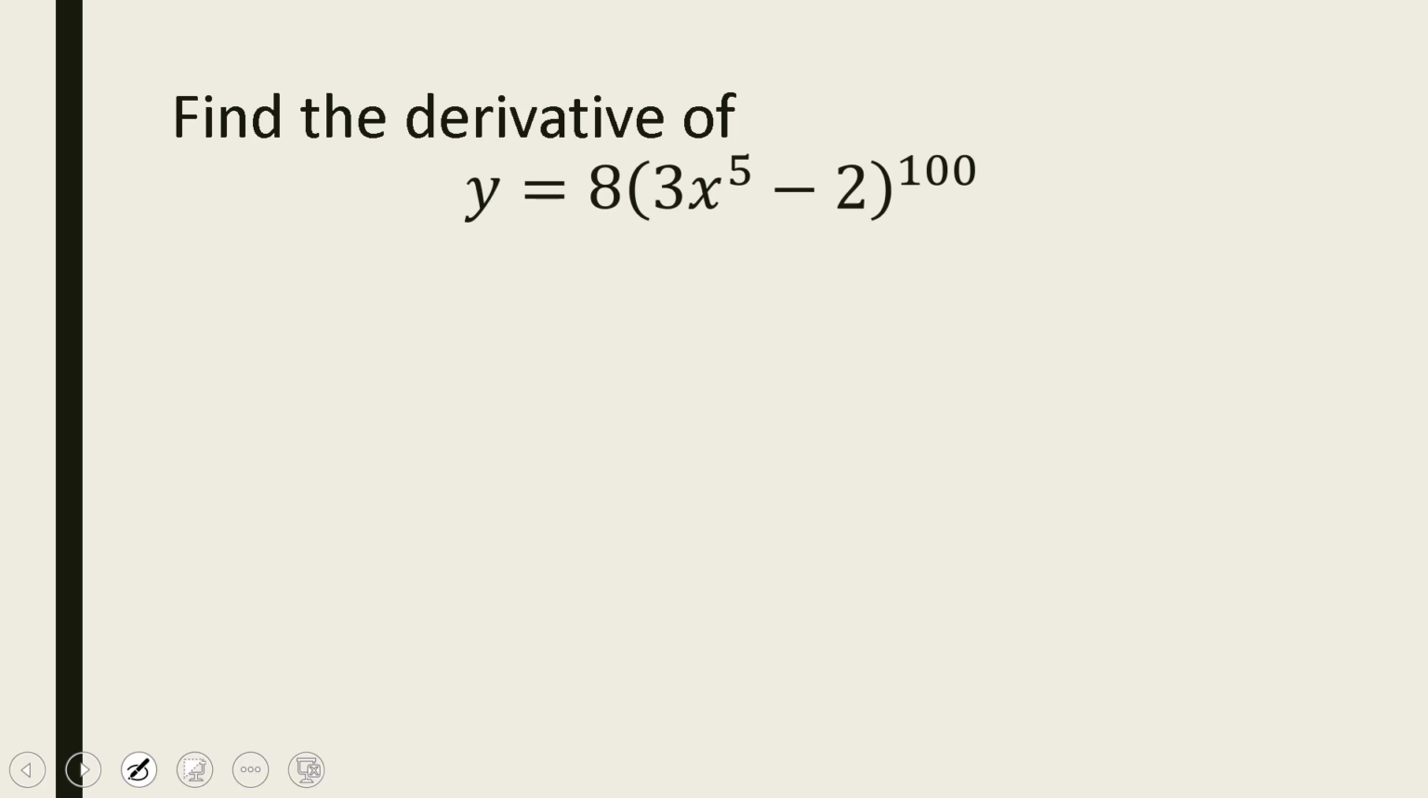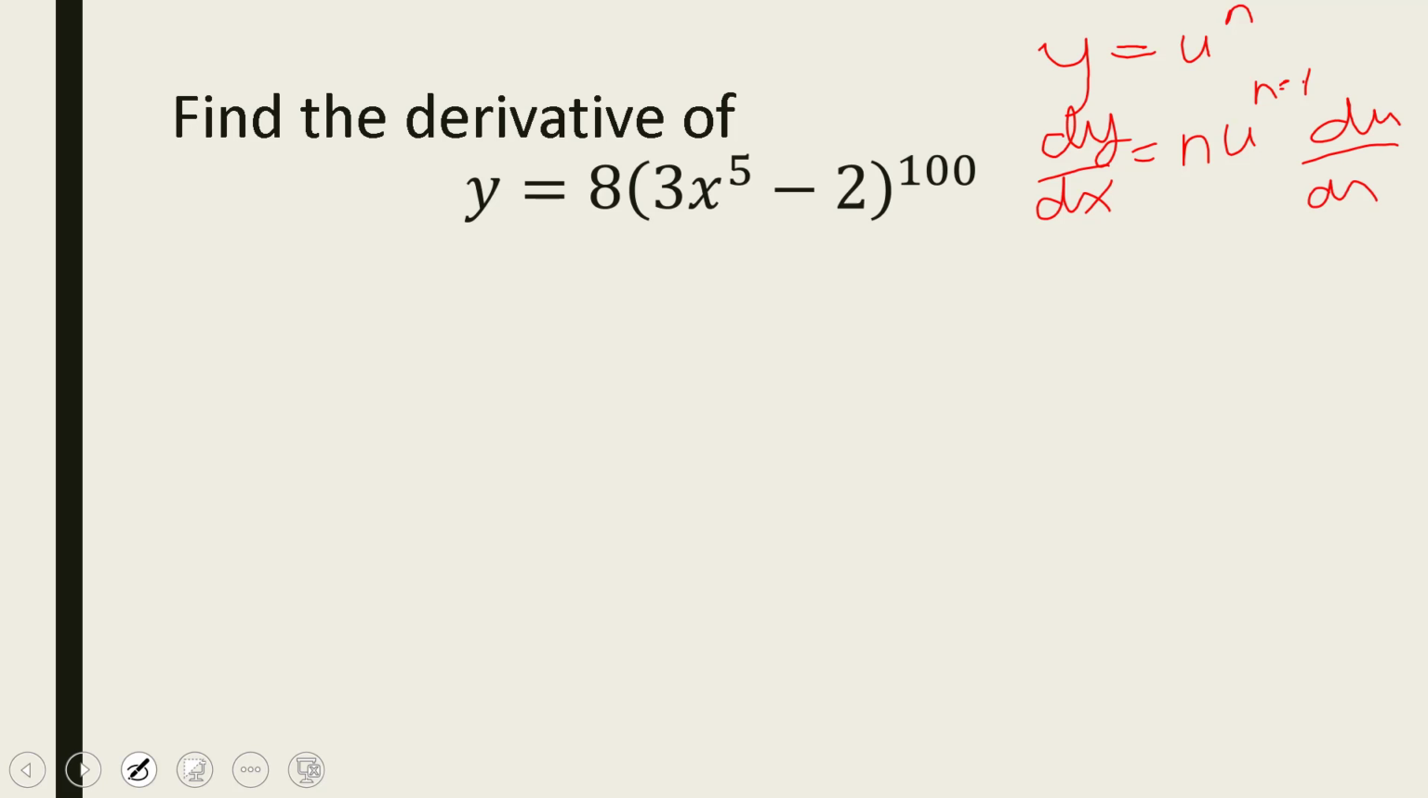The idea, remember our extended power rule, is that if we have y is equal to u to the n, then dy/dx would just be n u to the n minus 1 times du/dx. All right, so let's do this. We can look at this whole thing, and the inside here is u, so in other words, y would just be equal to 8 times u to the 100th power.